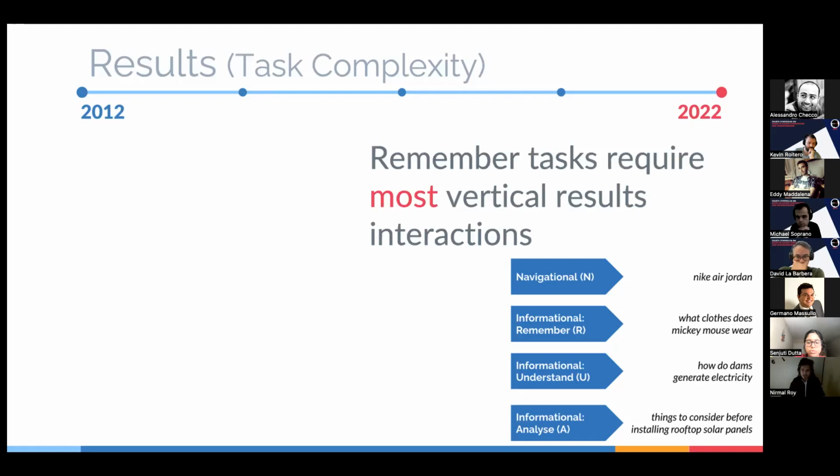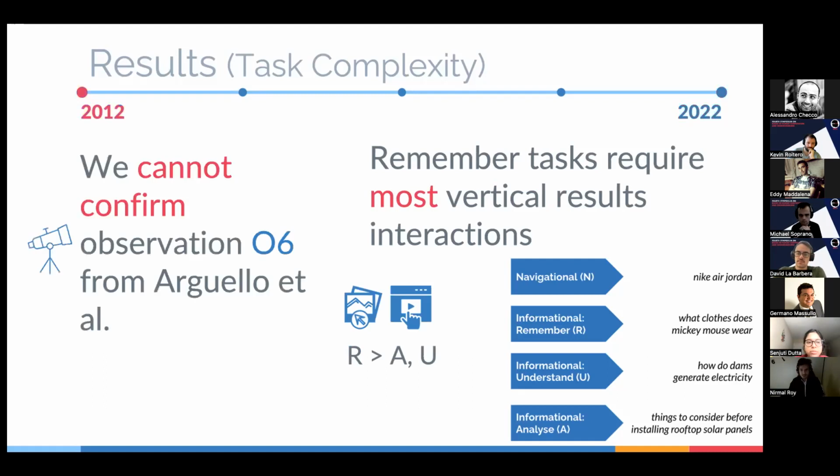On the other hand, we saw that remembered tasks, which is one of the lower complexity tasks, required the most vertical interactions. Users clicked on significantly more image results and video results for remembered tasks compared to analyze and understand tasks, which are more complex. As a result, we cannot confirm one of the observations from Arguello et al., who did not find any significant differences on user interactions for different levels of task complexity.